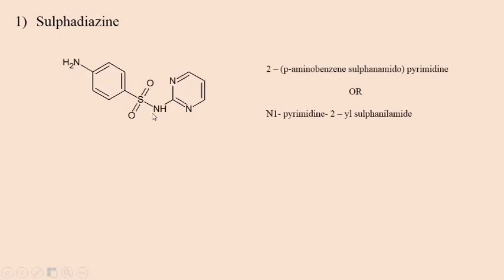Or you can go for the second IUPAC nomenclature, where we consider the pyrimidine ring as the parent structure and the rest of the part will be a substituent. So it will be 2, the position where the substituent is attached to the pyrimidine ring, then in brackets para-aminobenzene sulfonamido pyrimidine. You can follow any one.